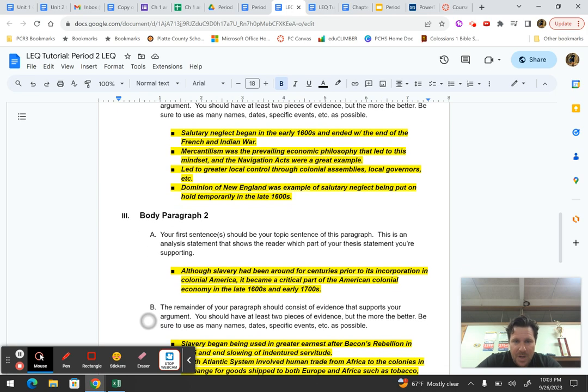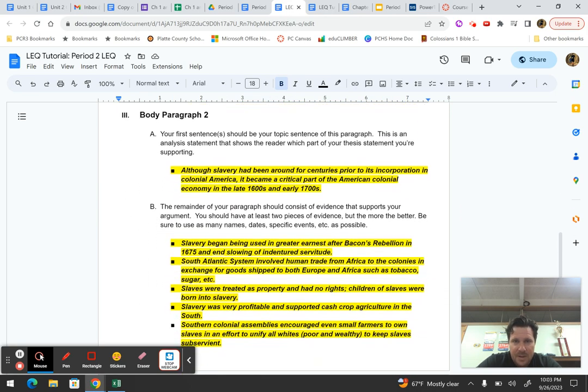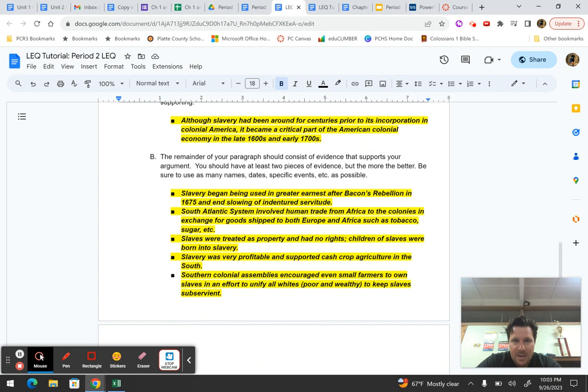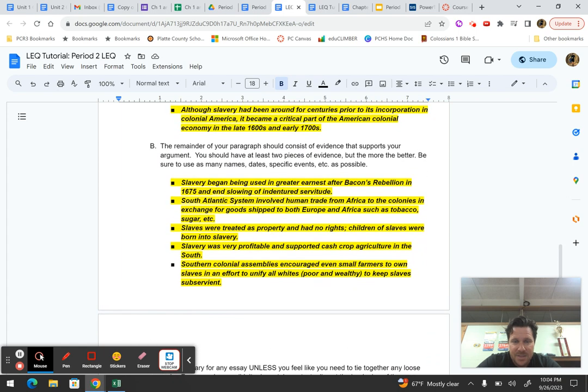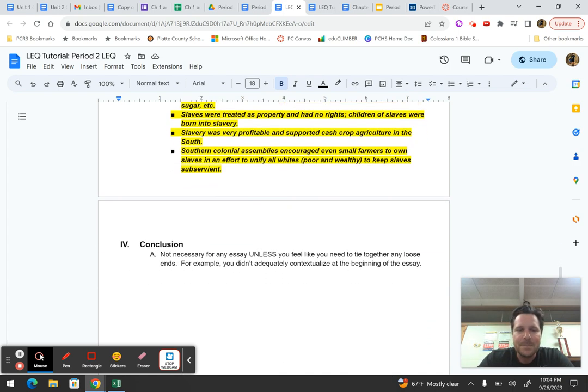So body paragraph 2 is about slavery. And same thing, I make sure in my topic sentence, which you should underline, to say how it supports your thesis statement, and then use a bunch of facts in the paragraph. This is where we name drop like crazy. If you can, do it. And since you're taking home the essay, everyone should be really good at name dropping because you can look up names. So that should be great.